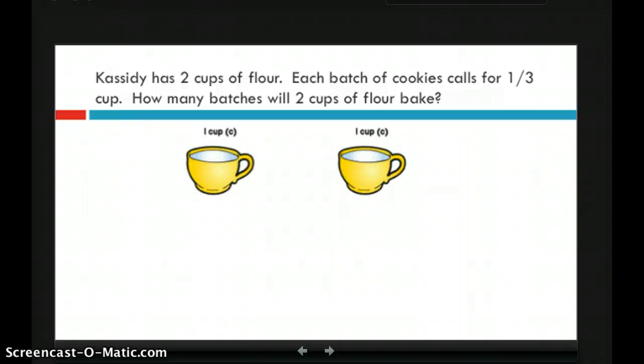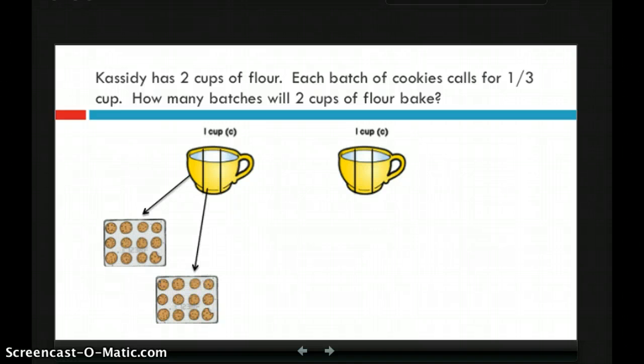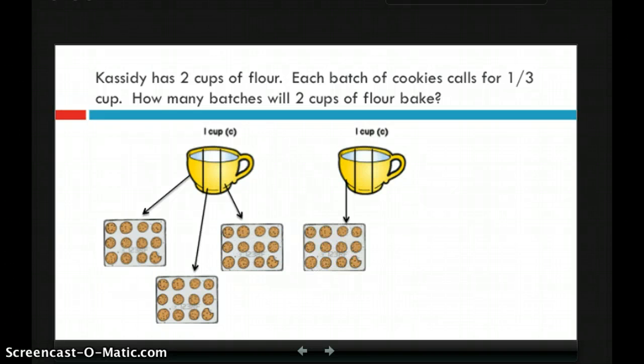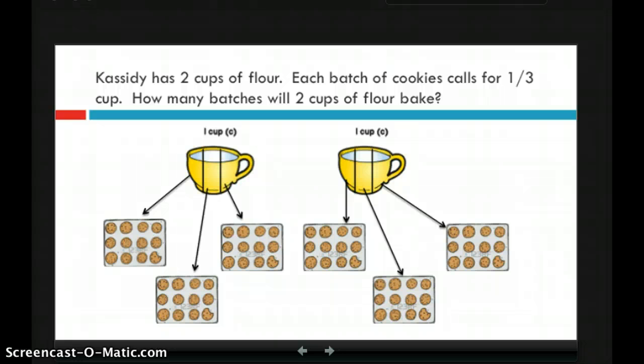We have 2 cups of flour. We'll break them into thirds because we know that each batch of cookies needs 1/3 cup. How many thirds do we have? 1, 2, 3, 4, 5, 6. So again, she can bake 6 batches of cookies, or there are 6 1/3s in 2 cups.